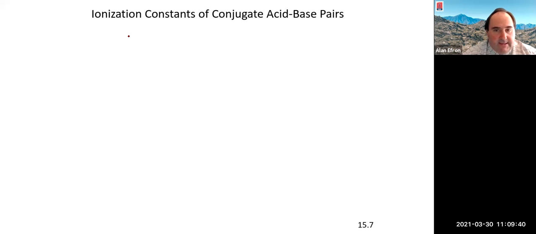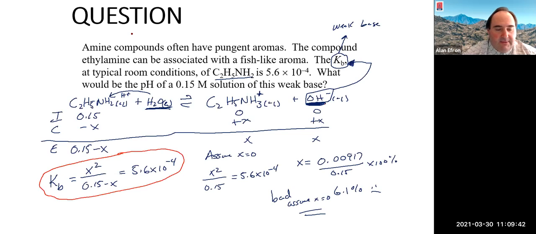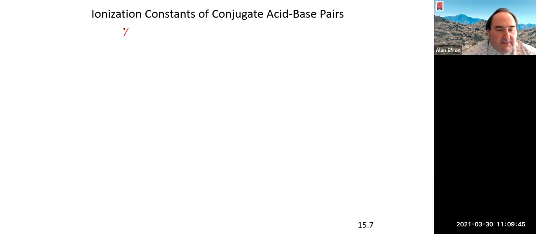We have, what did we have there? Go back, x squared, 0.15. So we have x squared over 0.15 minus x is equal to our 5.6 times 10 to the minus 4 there. All right, so multiplying everything on the bottom to the other side is going to give us x squared is equal to 0.15 times 5.6 times 10 to the minus 4, which gets us 8.4 times 10 to the minus 5 minus 5.6 times 10 to the minus 4 x.